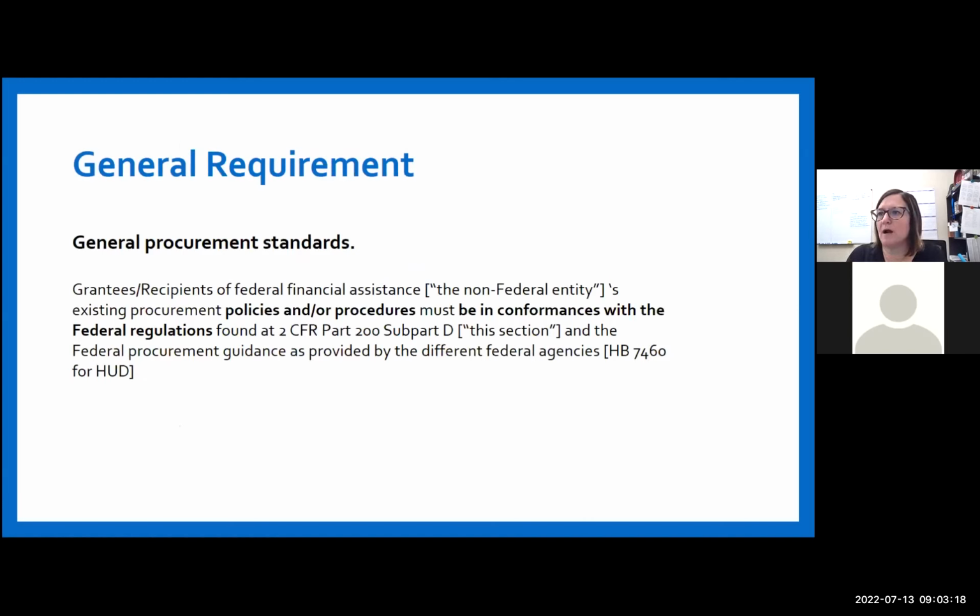So general requirements. The general procurement standards: the grantees and recipients of federal assistance, the non-federal entity, existing procurement policies and procedures must be in conformance with the federal regulations found at 2 CFR Part 200 Subpart D, and the federal procurement guidance as provided by the different federal agencies. So for HUD, this would be the HUD Handbook 7460.